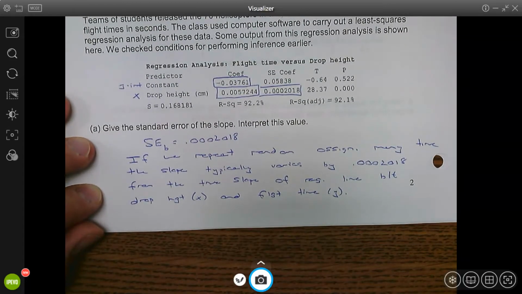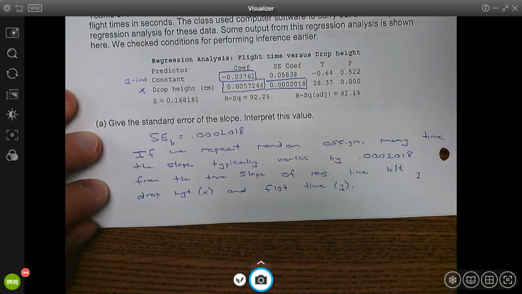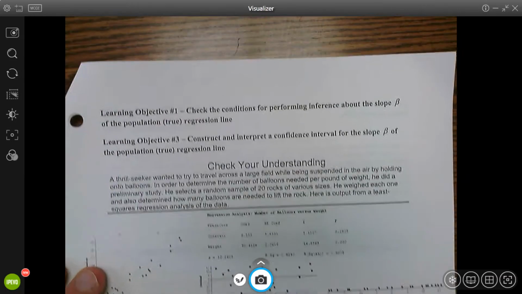So that's just the typical variation between the sample slope and the true slope if we perform this experiment over and over and over with random assignment. So that's an interpretation that you're going to need to know for this unit. Let me move on and take a look at the next part of this lesson.